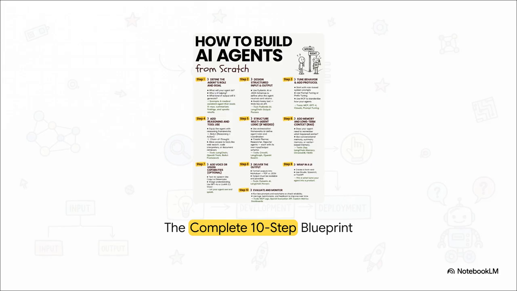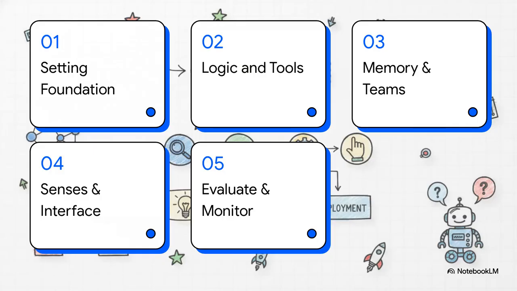But the secret is to think about building an AI agent exactly like hiring and onboarding a brand new human employee. You wouldn't just sit a new hire at a desk and say, okay, do business. No, you define their role, you give them tools, set up their computer, introduce them to the team, and review their work. We're going to do exactly that, step by step, for our new digital employee. To make sure we avoid cognitive overload, we've grouped these steps into 5 digestible phases: setting the foundation, adding logic and tools, memory and multi-agent teams, senses, interface and delivery, and finally, evaluate and monitor.